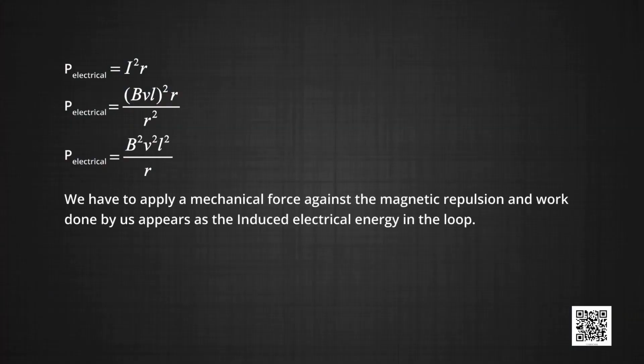Surprise, surprise! The power that the resistor gets is the same as the power given to the system by us when we were pushing the rod. This is in line with the earlier statement regarding Lenz's law, that we have to apply a mechanical force against the magnetic repulsion, and the work done by us appears as the induced electrical energy in the loop. That will be all for the module. Thank you.